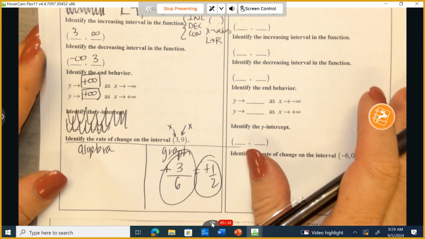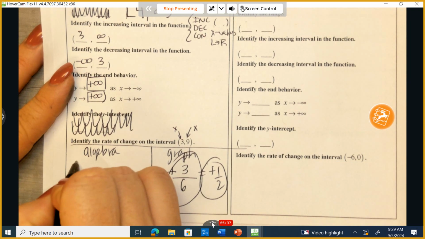Turn to your partner and make sure you both understand before I show you the algebra, please. Go. Talk to your partner, make sure you both understand.